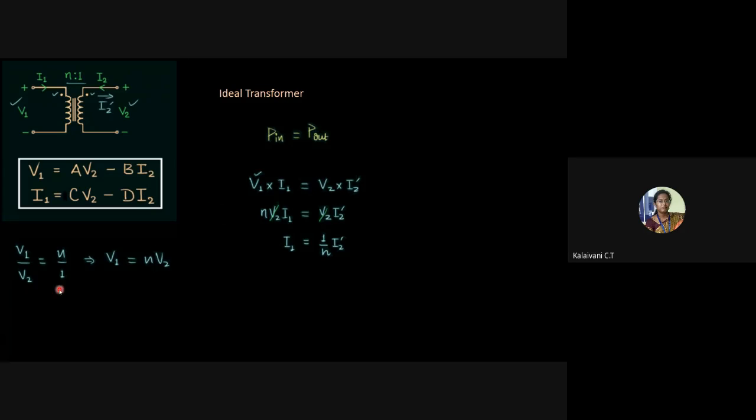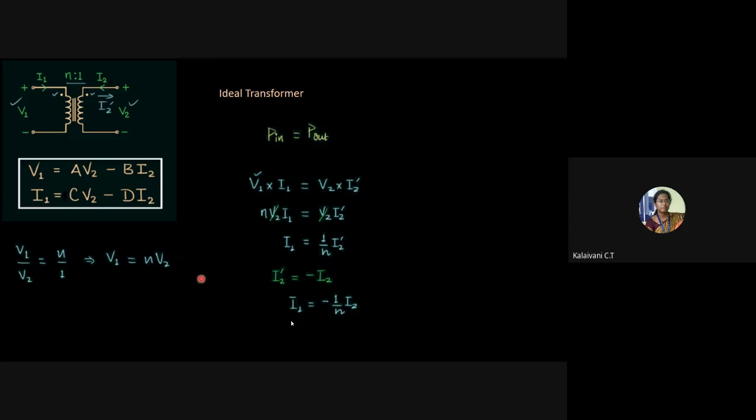From that we have already found V1 is equal to N into V2. Substitute here. V2 cancels. So I1 will be equal to 1 by n into I2 dash. So we have two equations. V1 equation is A into V2 minus B into I2. We have V1 is equal to n into V2, so minus 0 into I2. Here I1 is equal to 1 by n into I2 dash. We know I2 dash is equal to minus I2. So I1 will be equal to minus 1 by n into I2.